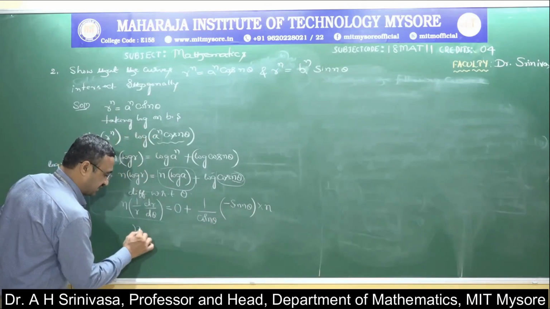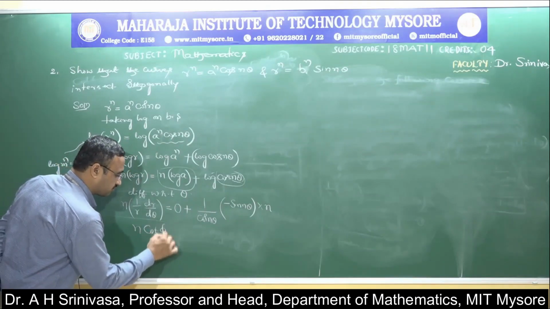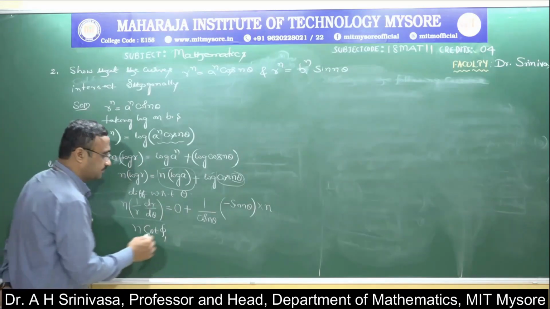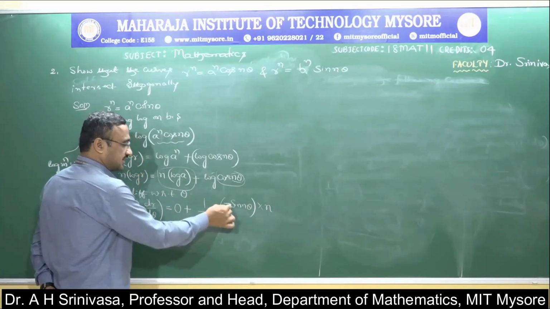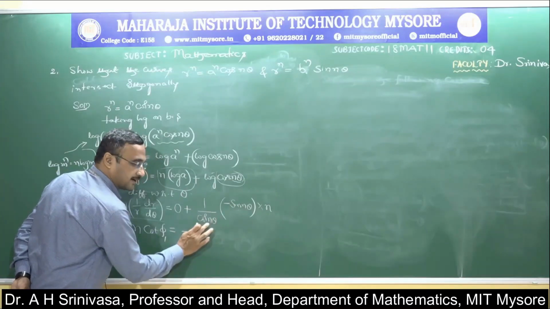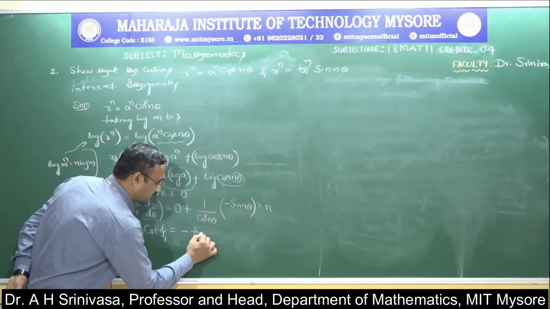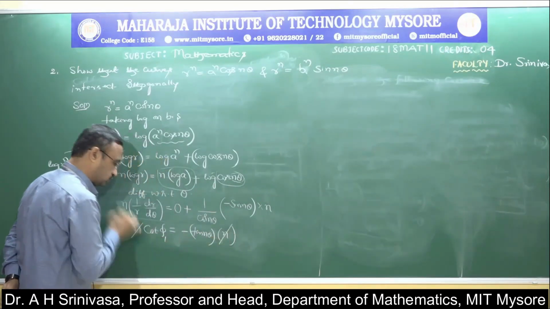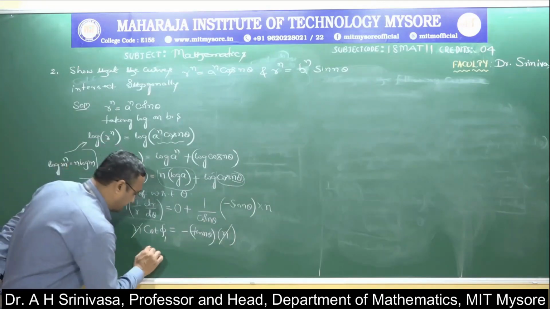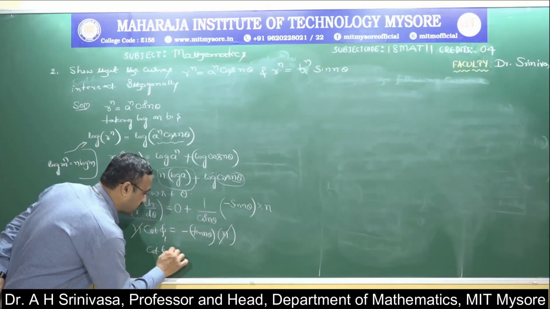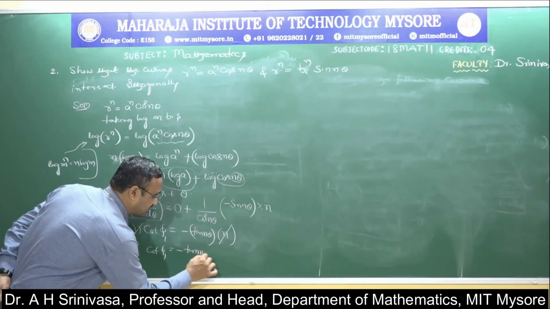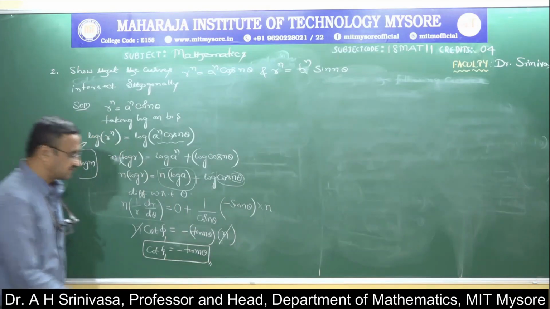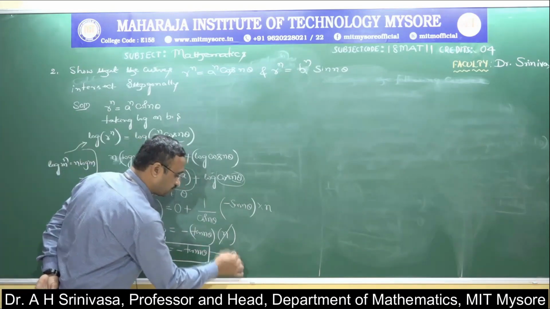This one we can write as n into cot phi 1. We put cot phi 1 because two curves are there; one curve we call phi 1. It should be equal to minus sin divided by cos, which is tan n theta, into n. Now cancellation of these two. Finally we get cot phi 1 is minus tan n theta. Now call this equation number 1.